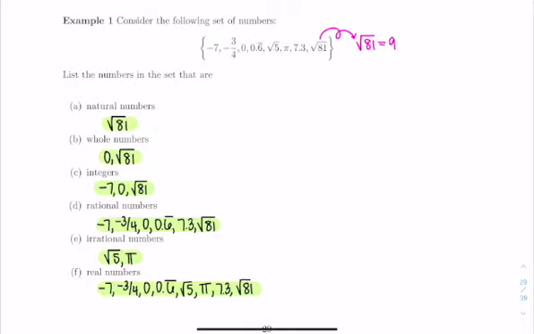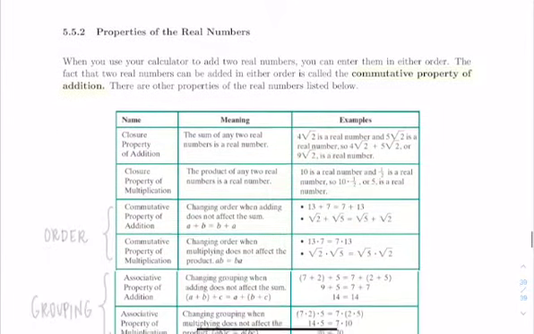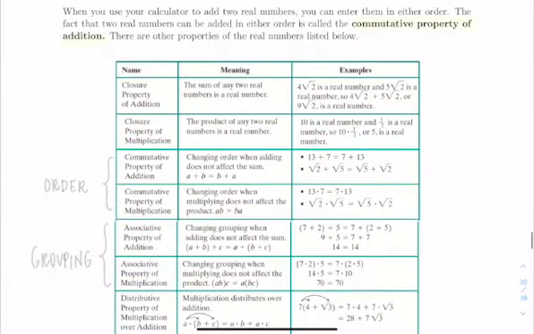Now, what are the properties of the real numbers? When you use your calculator to add real numbers, you can enter them in either order. The fact that two real numbers can be added in either order is called the commutative property of addition. There are many other properties of the real numbers, and they are listed below.